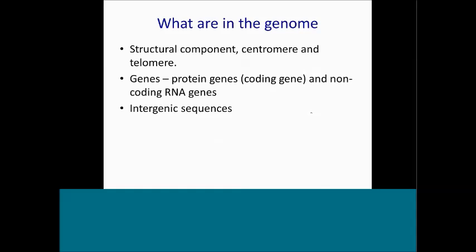The other components are genes. Usually we refer to these as protein coding genes, but there are also non-coding RNA genes. It is very often the case that the gene space in the genome is much smaller than the intergenic sequence, except in a few, very few species with very small genomes.